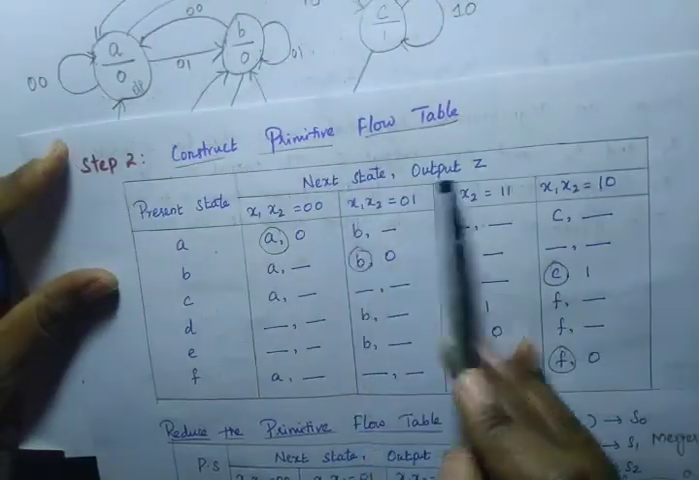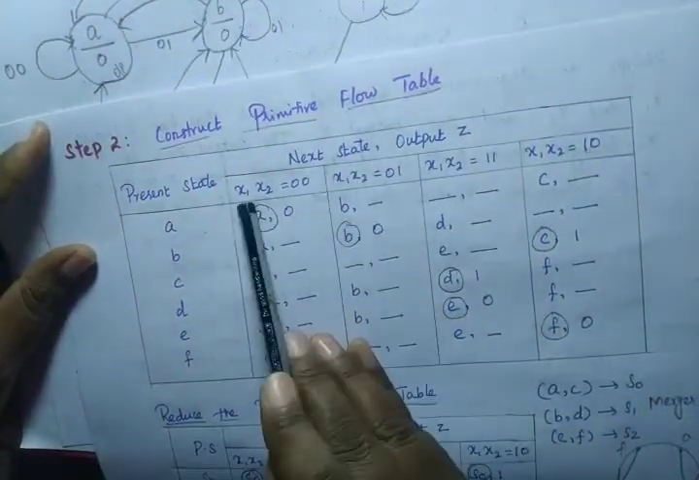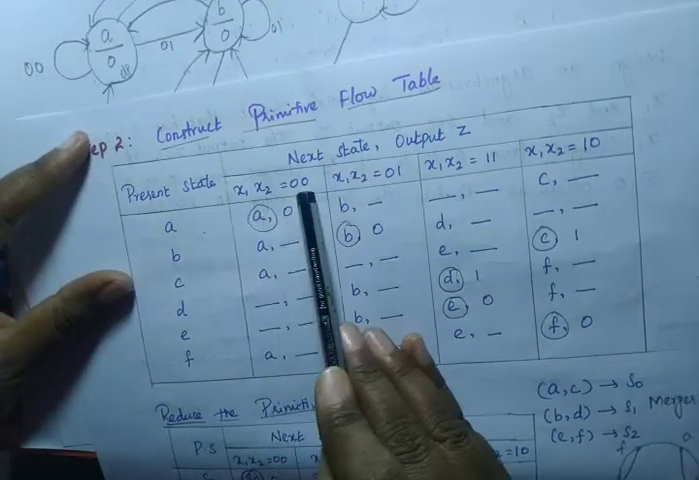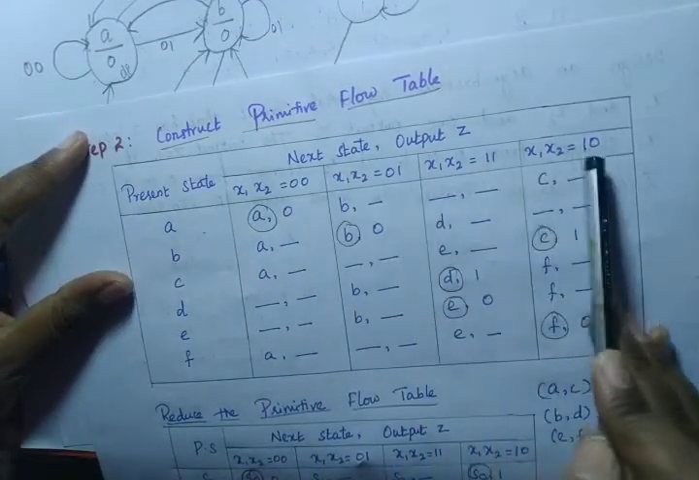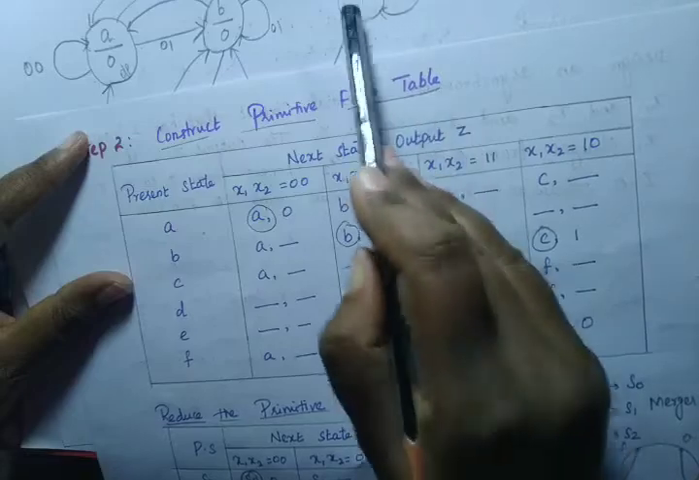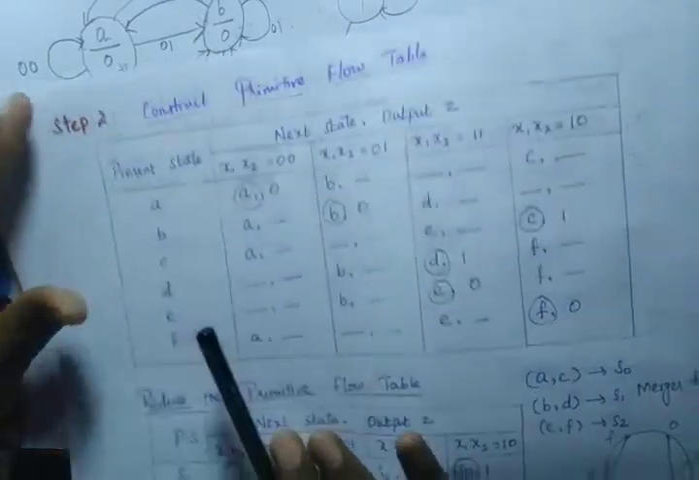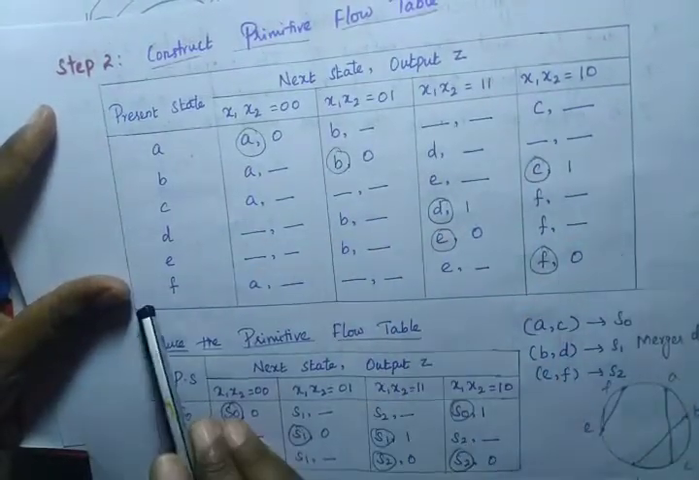And what are the next state and outputs? Here the next state represents our inputs, that is x1 and x2, when it is 0 0, 0 1, 1 1, 1 0. And the output is Z. So here we have mentioned the output. That is what we are going to represent in the table form.